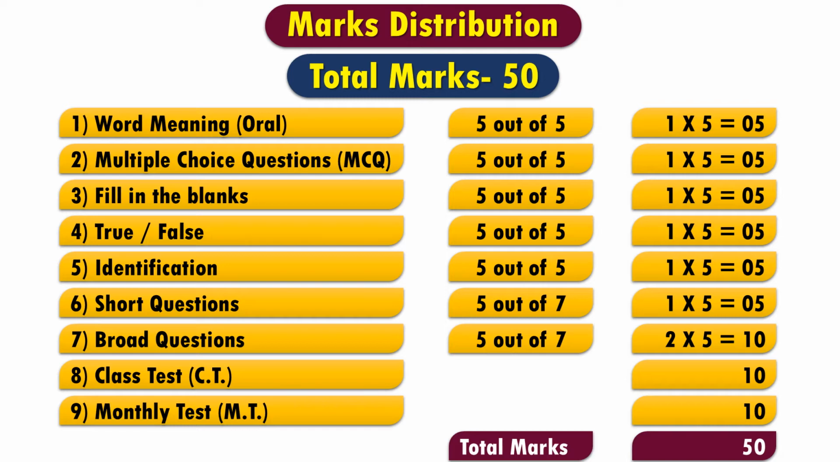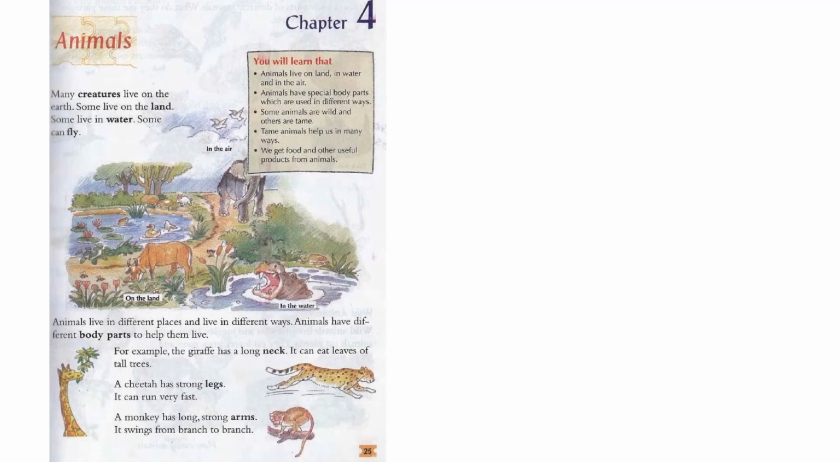So let's start. We will start with chapter 4. As you know, it is part 2. It's the beginning of this part 2. The name of this chapter is animals. First, what we are going to learn from this chapter. That means after reading this chapter, what kind of thing we are going to learn.